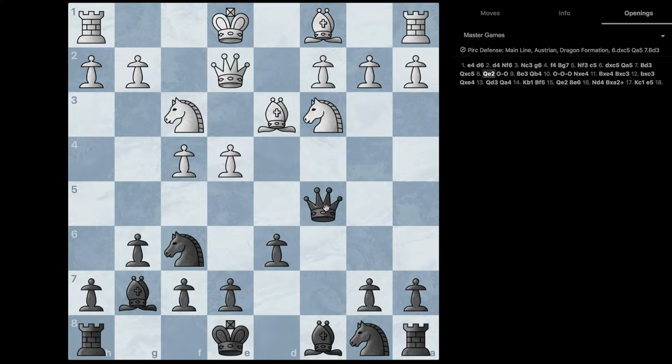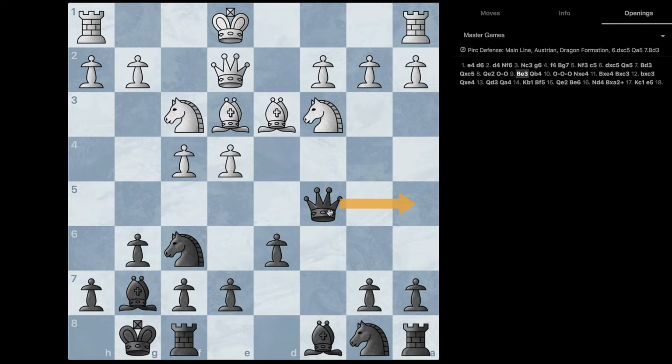So after queen c5, queen e2, they need to kick me out of this diagonal. I castled. Now, queen e3, this is the part that I wanted to show you guys. I always did queen a5 at this point of the game, but there's also this move, which is queen b4, and that's exactly what I did here. Now, I'll never do this in a tournament game because it could get a little bit tricky.